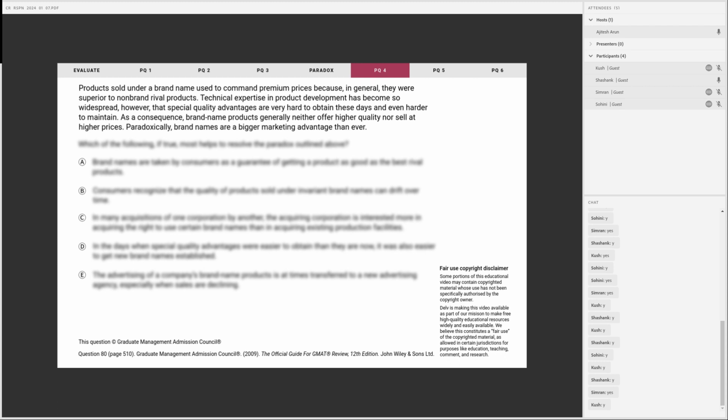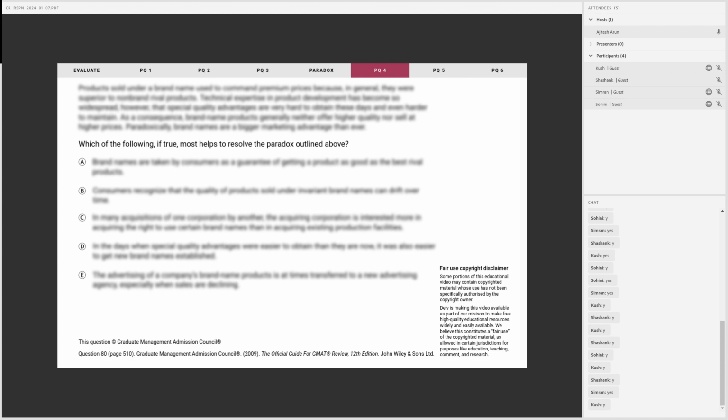So brand name products don't give us higher quality, nor do they have a price disadvantage, right? So they don't sell at higher prices. That's the information that we have. So let's just quickly summarize that. Brand name products don't give us higher quality, nor do they sell at higher prices. And as Shashank mentioned, the paradox is that somehow brand names are a bigger marketing advantage than ever. Excellent. So that summary is spot on.